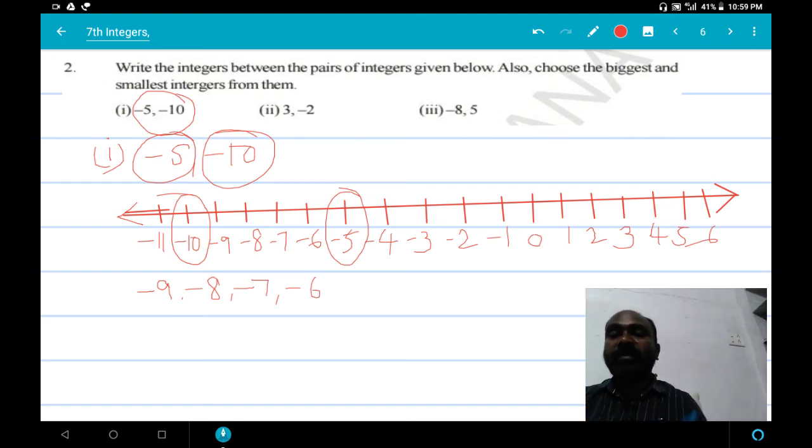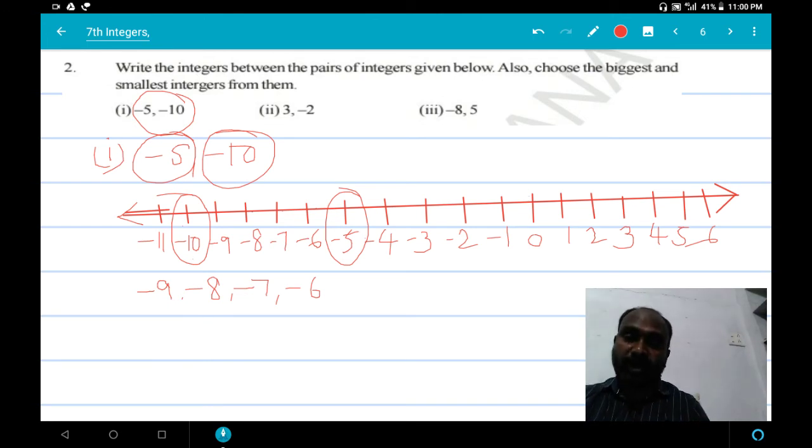So here we need not draw number line. For understanding, we draw number line. Here understanding it, minus 10 and minus 5. Between minus 10 and minus 5, how many integers are there? 1, 2, 3, 4. 4 integers are there.